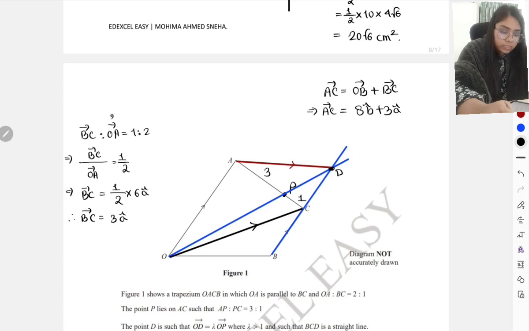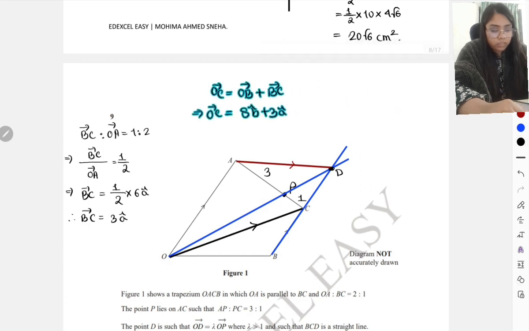Now using this, sorry, this is actually OC that we calculated. Sorry, I made a mistake. We were talking about OC all this time, right? As you can see from the diagram, this is the length that we calculated. This is OC. Now using OC and OA, we can find AC.